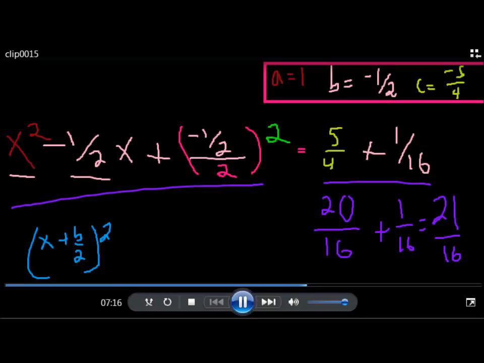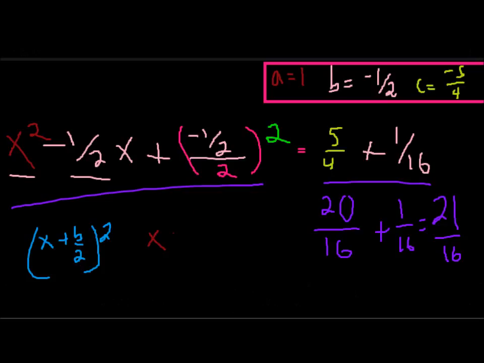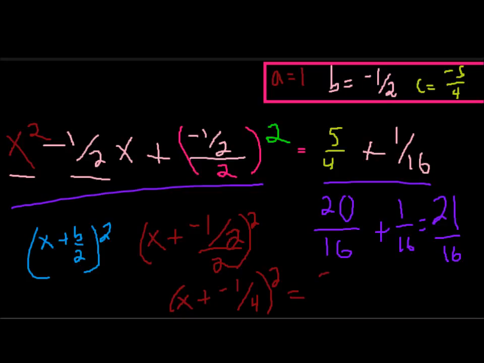So for this equation, take x plus negative 1 over 2 over 2 squared. And that now can be reduced to x plus negative 1/4 squared equals 21 over 16. So that is our equation up to this point.